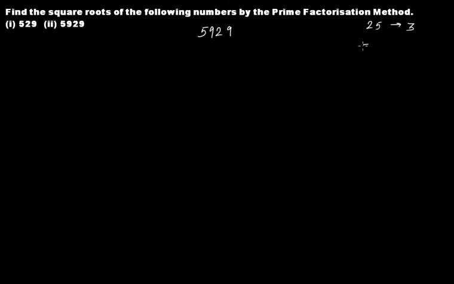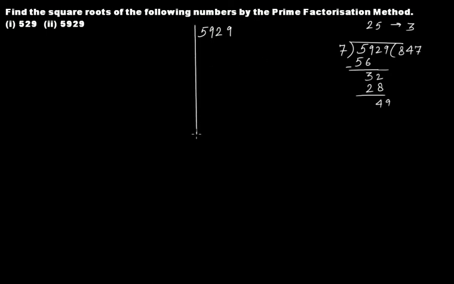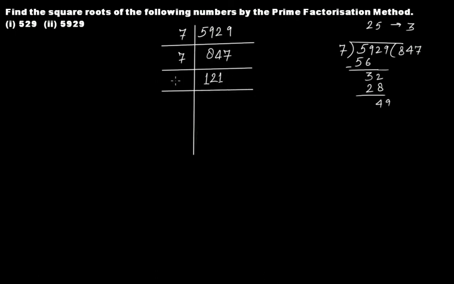So if you check for 7, this is 5929. Check whether this is divisible by 7 or not. 7 8s are 56, 3, you get 2 here, and 7 4s are 28, you get 4 here, and 7 8s are 56, 847. So yes, this is divisible by 7, 847. Now again check whether this is divisible by 7 or not. So 7 1s are 7, 7 2s are 14, and this is 121. Now 11 times 11 is 121. This we know.